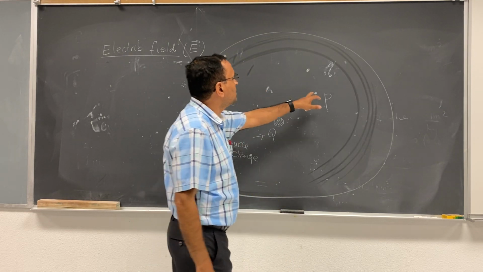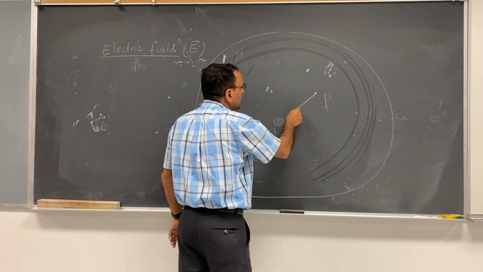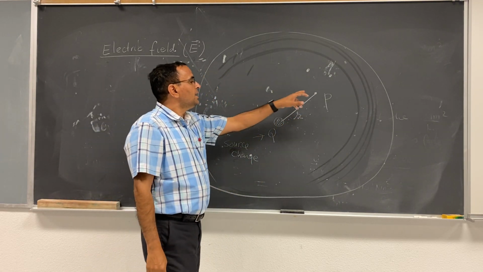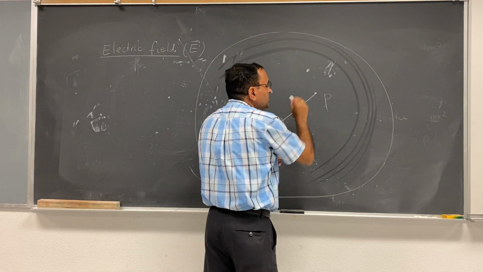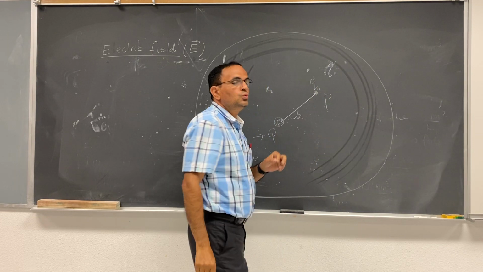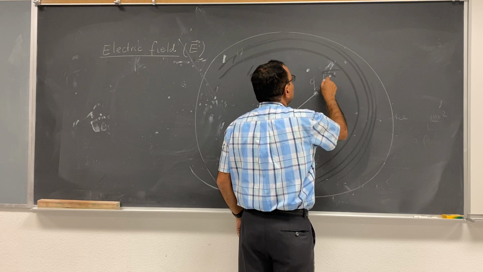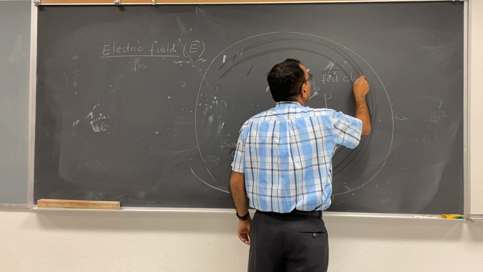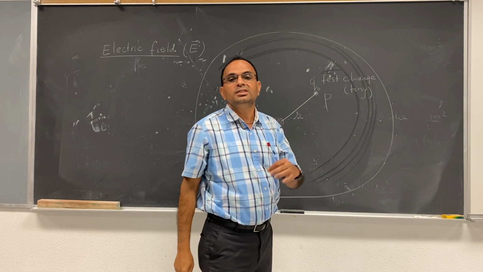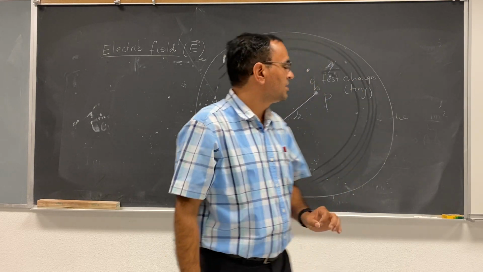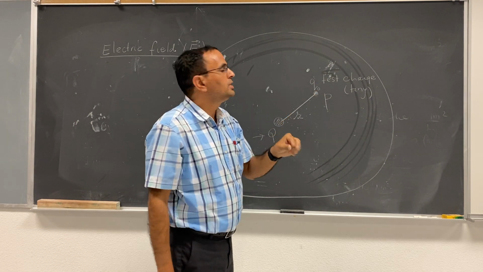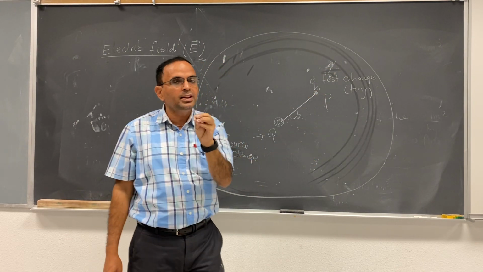So I choose this point, and this point is at a distance, let me call R, from the source charge. To define the electric field at this point, you have to put one little charge Q0 right there. We call this a test charge. This is a tiny, very small charge, also called a unit positive test charge. The electric field is always defined inside the area where you can feel the effect of charge.